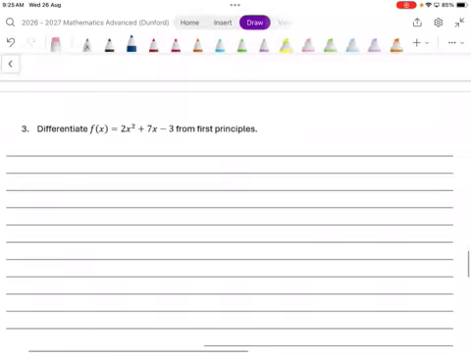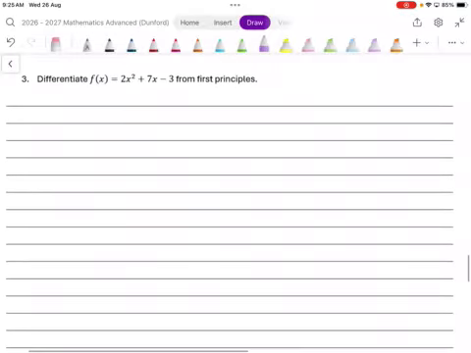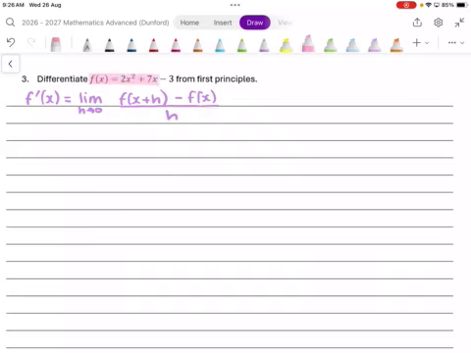All right, so the first thing that we want to do is write down our differentiation from first principles formula. So f dash x equals our limit as h approaches 0 of f of x plus h minus f of x all over h. Now, in our question, we will always be given f of x. So f of x is equal to 2x squared plus 7x minus 3.